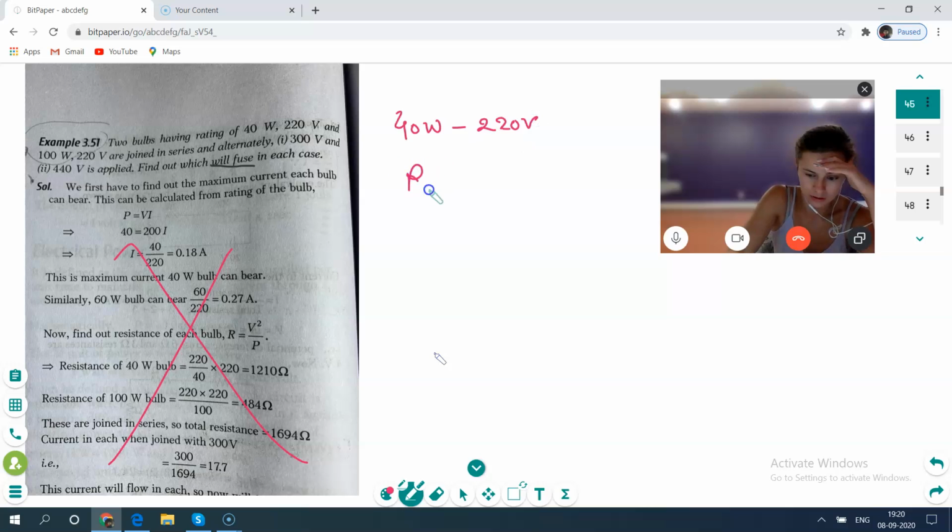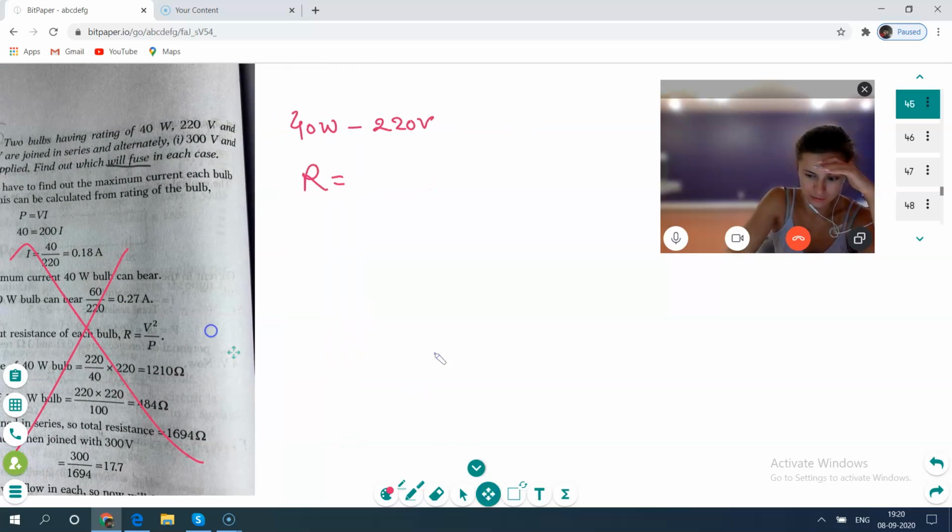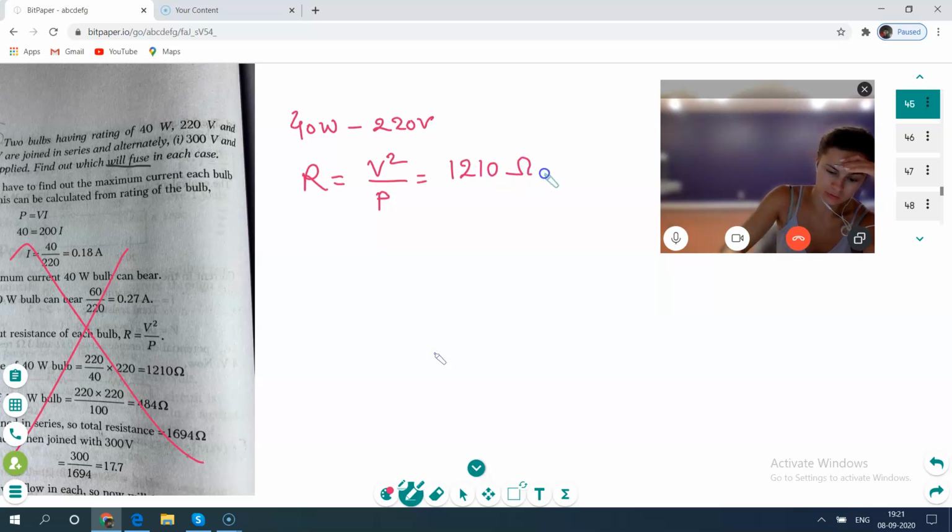What is the R value you got? Please tell me. I'm counting, one second. It is going to be 1210 ohm. 1210 ohm.